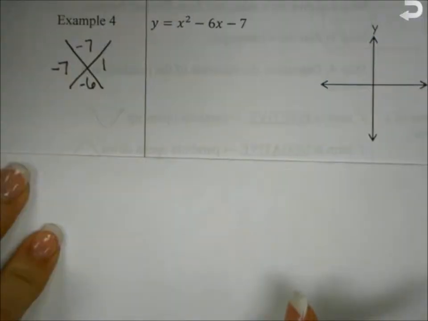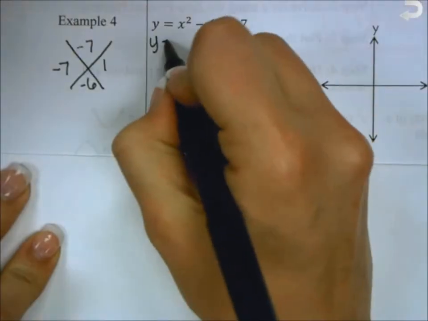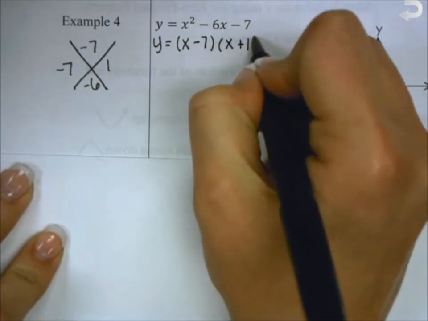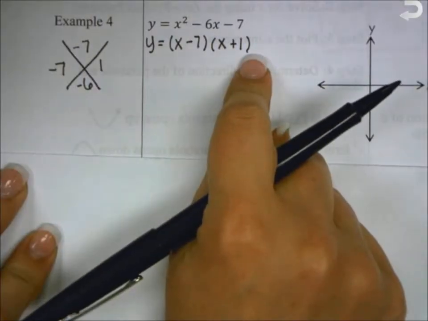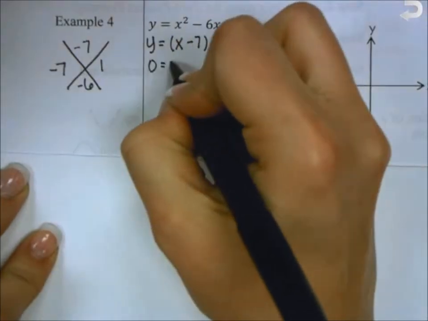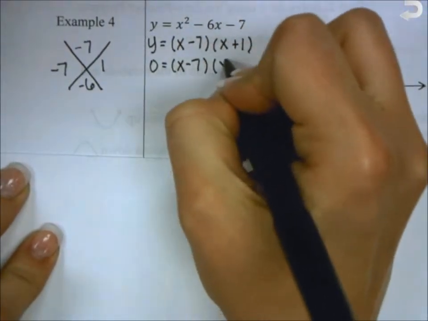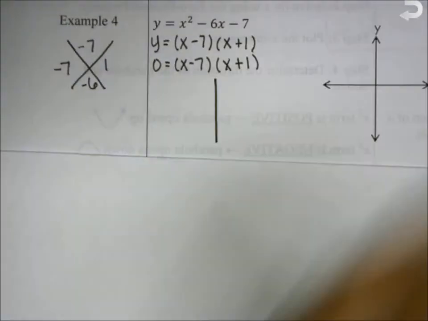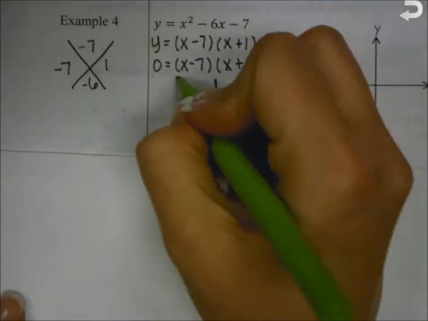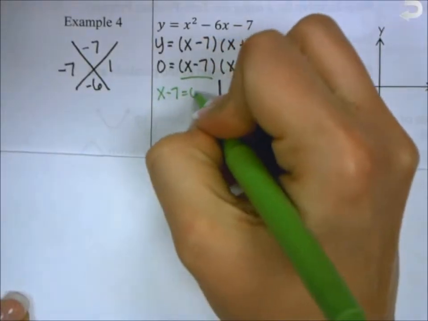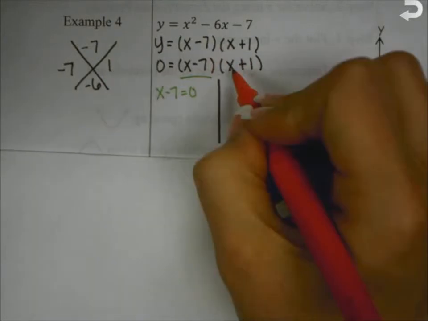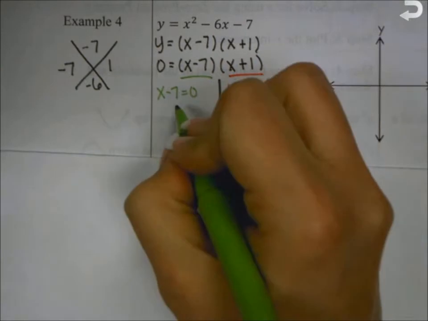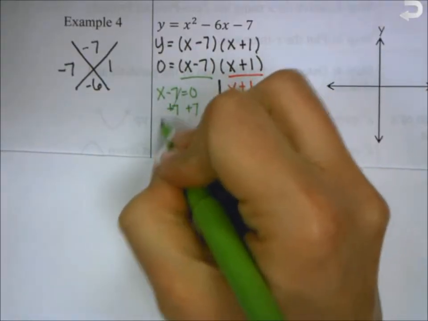And now I can set the whole thing equal to 0. So we have 0 equals x minus 7 times x plus 1. And now I can set each of those factors equal to 0. So I have x minus 7 equals 0. x plus 1 equals 0. And to solve for this one, I add 7 to both sides. So I get x equals +7. And to this one, I subtract 1 from both sides. So x equals -1. So what I'm going to do now is I'm going to graph those.